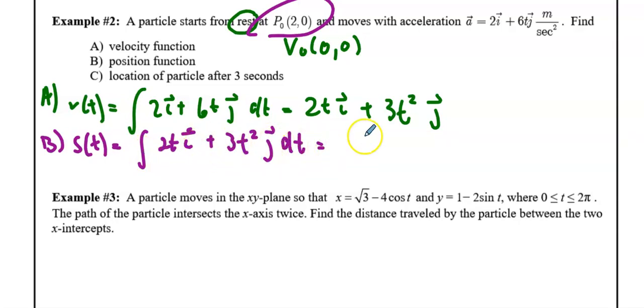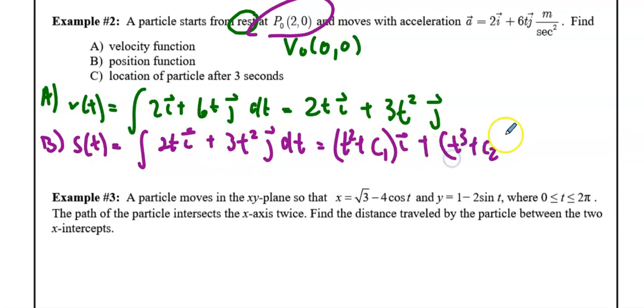We're going to go ahead and integrate this as t squared plus c1, and we talked about this in the previous video. And then we're going to integrate this, and we're going to get t cubed plus c2 j. These are super boring because, again, we're at 0. So t squared plus c1 is going to be equal to 2. Well, this is going to end up being 0, so this will end up being 2. So I'm going to go ahead and erase this and make it 2.